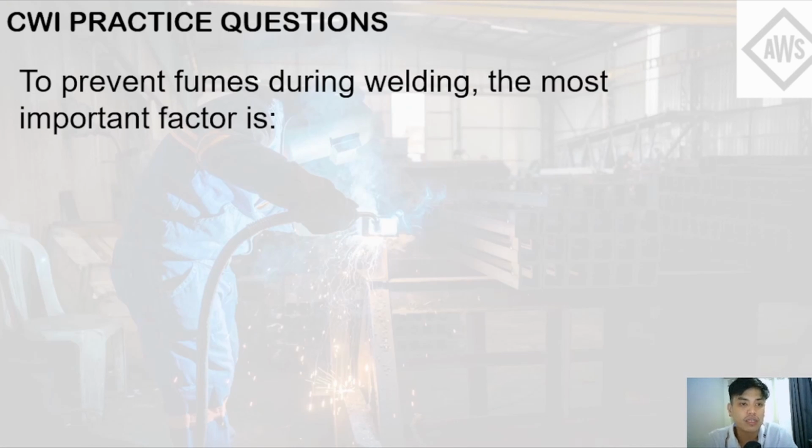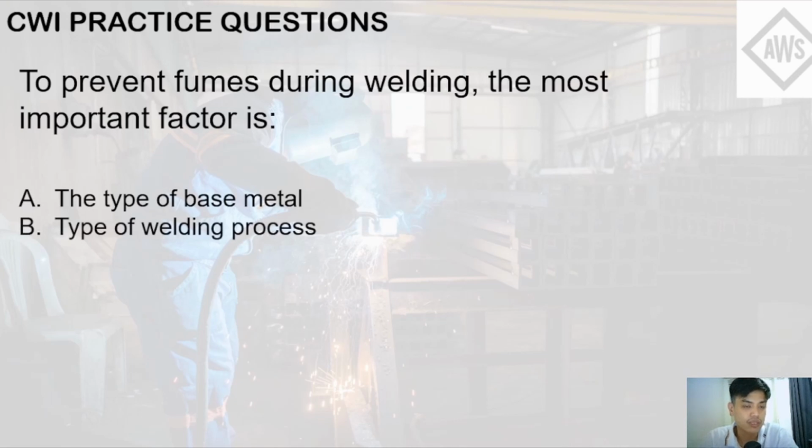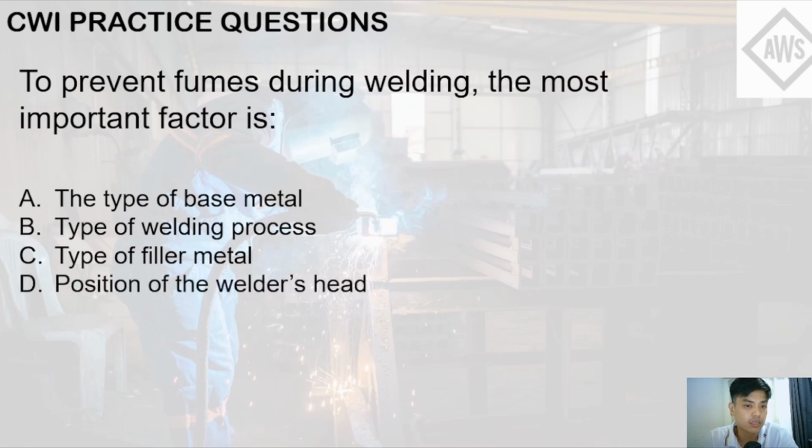So the last question for this set is, to prevent fumes during welding, the most important factor is: A, the type of base metal; B, the type of welding process; C, the type of filler metal; D, the position of the welder's head. So to prevent fumes during welding, what will be the most important factor? Meaning the most important factor is the one that you can control. So letter A, the type of base metal. Different base metals have different production of fumes.